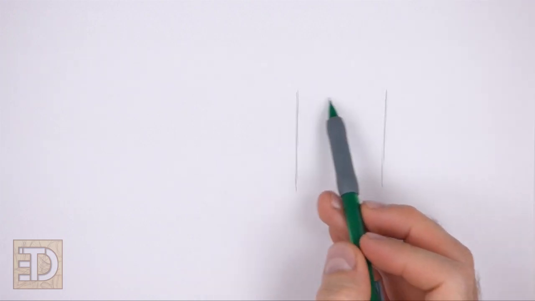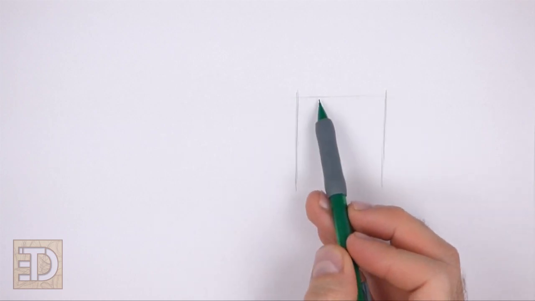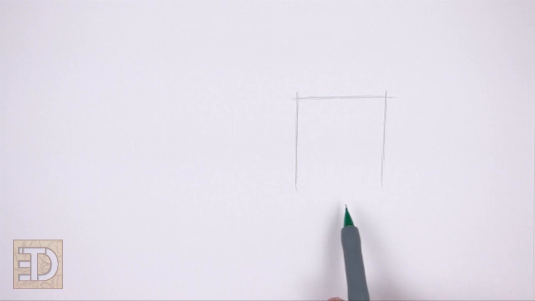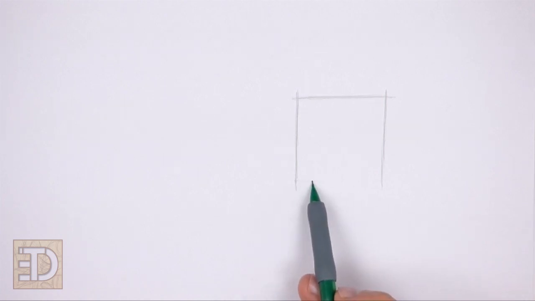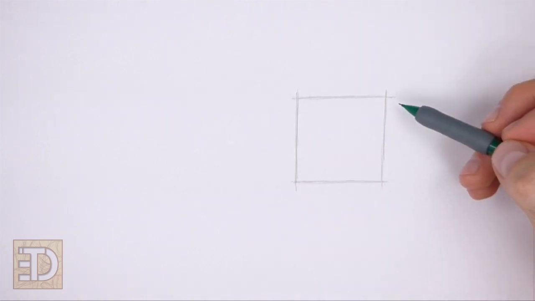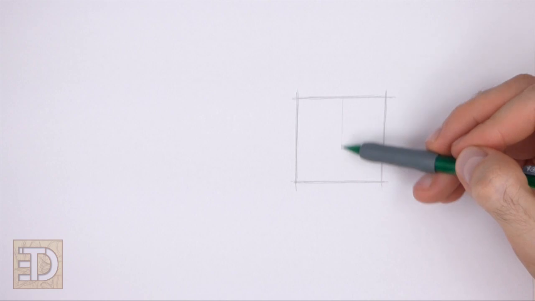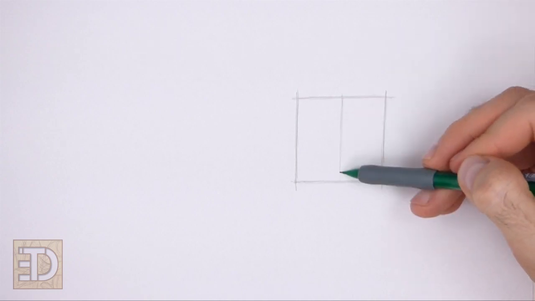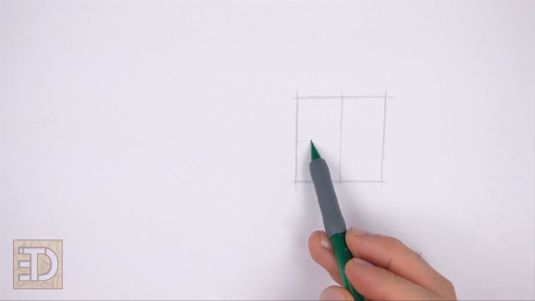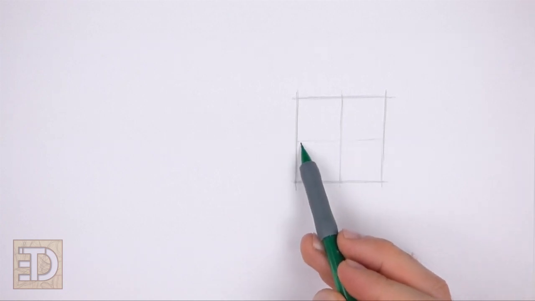Then add a horizontal line at the top and a horizontal line at the bottom to finish the shape of the square. Use a ruler or any other straight edge if you're having a hard time drawing straight lines. Inside the square, draw a vertical line to split the shape in half. And then draw a horizontal line in the middle to split the shape into 4 sections.